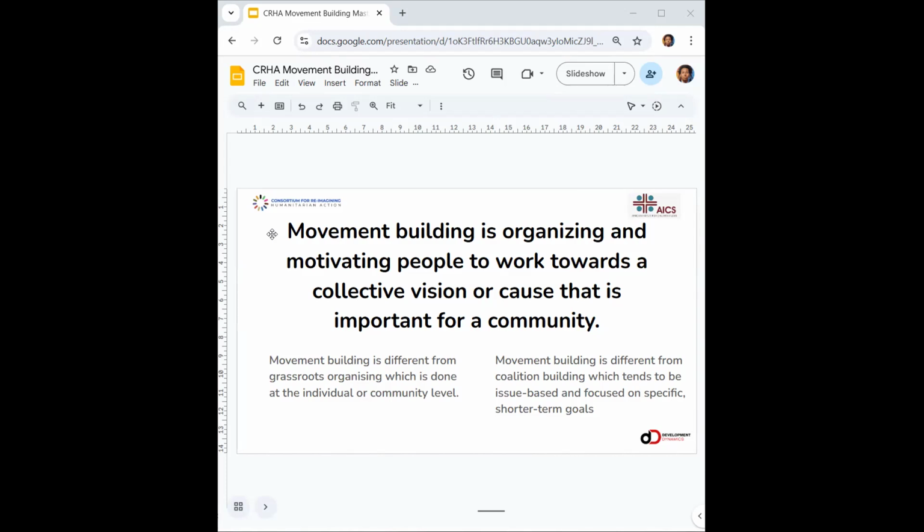And so, again, movement building for us is the aspect of organizing and motivating people towards a collective vision or cause that is important for the communities that we are serving. And we are being specific on our issue, and we are being specific on the goals and the vision that we have.